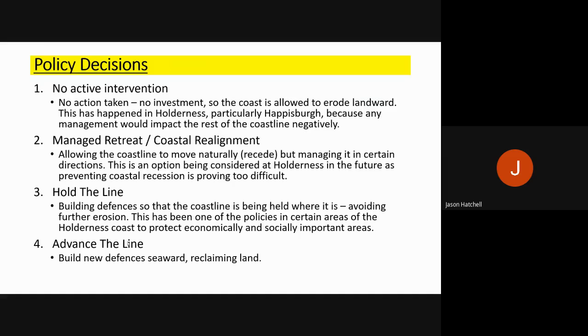And finally, we have advance the line. Now, this one's very hard to do because you have to have minimal levels of erosion generally for it to happen. Advance the line essentially means building new defences out towards the sea to reclaim land. So stopping the sea actively from coming any further and in fact pushing it back outward. A very difficult one to do and a very, very costly one to do. So there are the four types of decisions that are made along a coastline for how it will be managed.